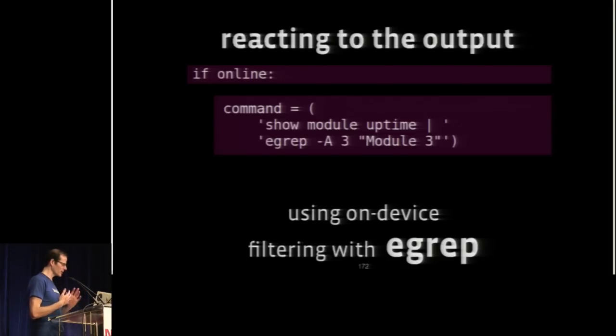So here, I wanted to show that you can do your parsing on box as well if the boxes will let you. So this platform actually has grep and egrep on the actual network device. And so I can parse the output of show module on box with egrep to grab really the section I care about so that I can make my inspecting of the output a little bit simpler.